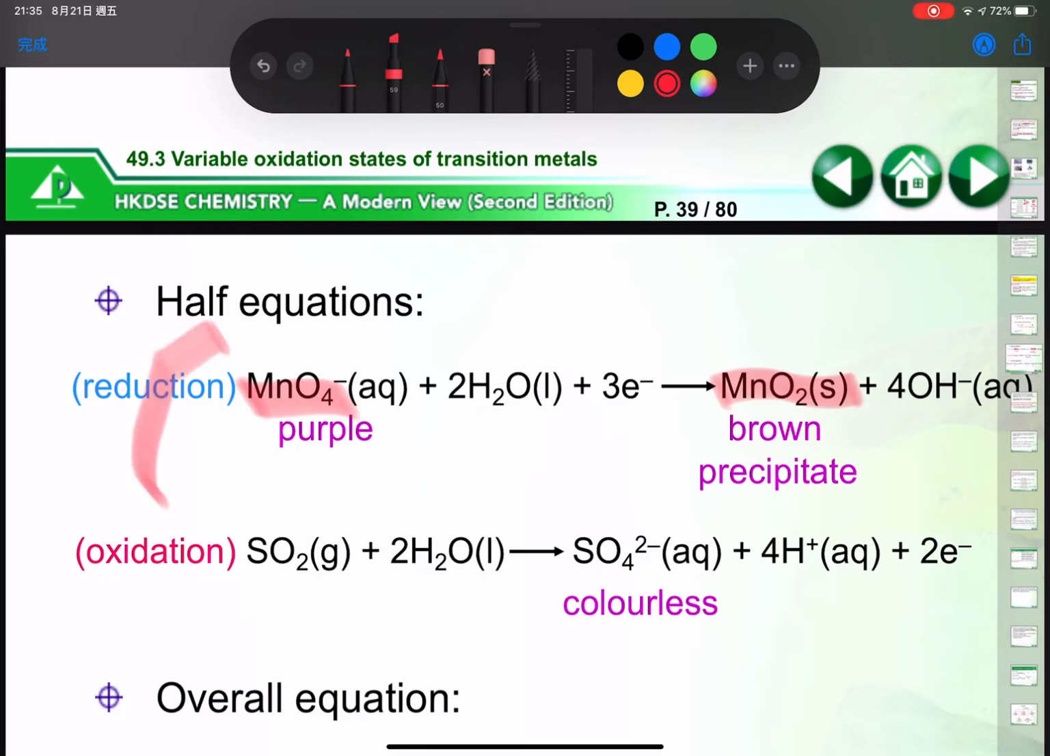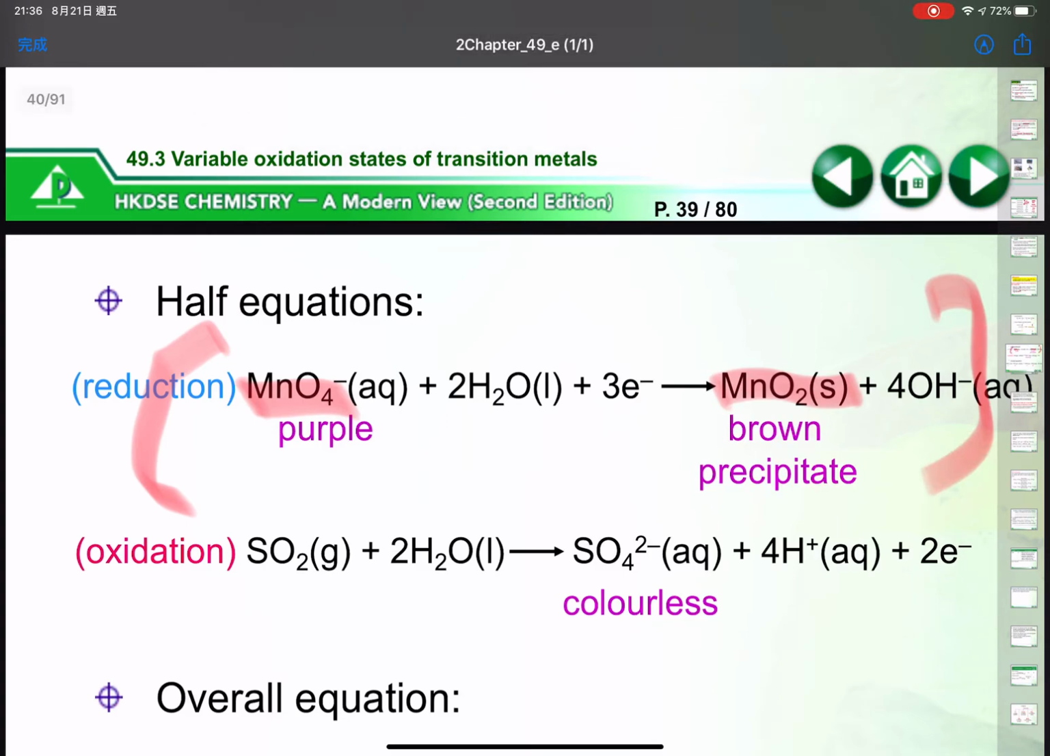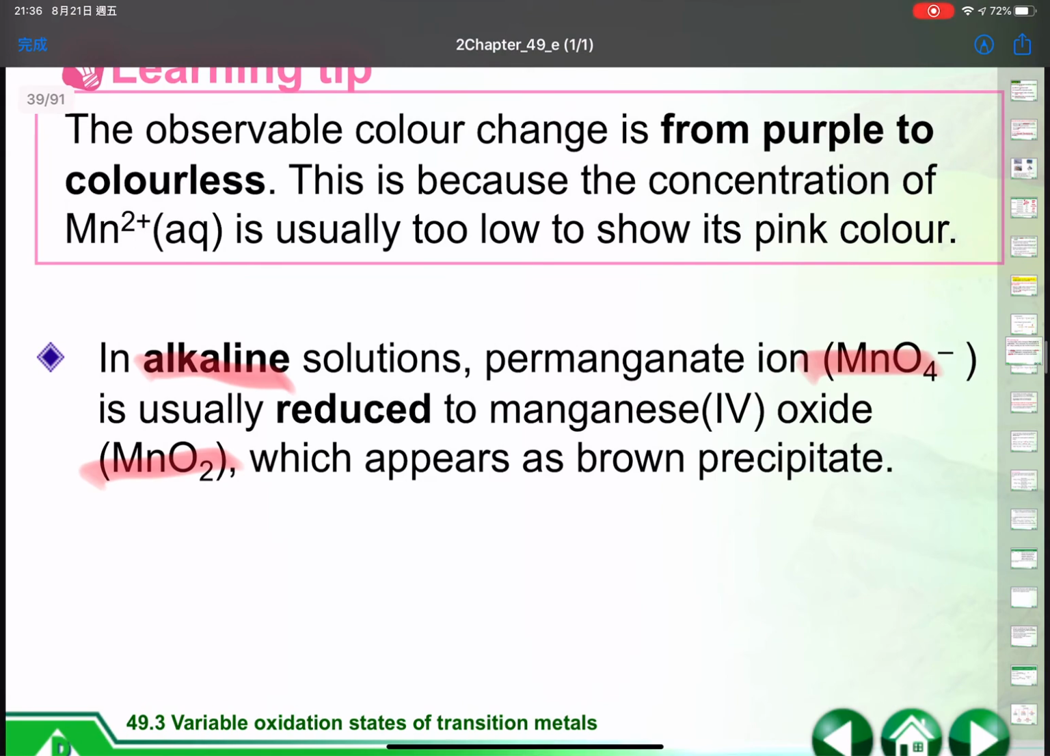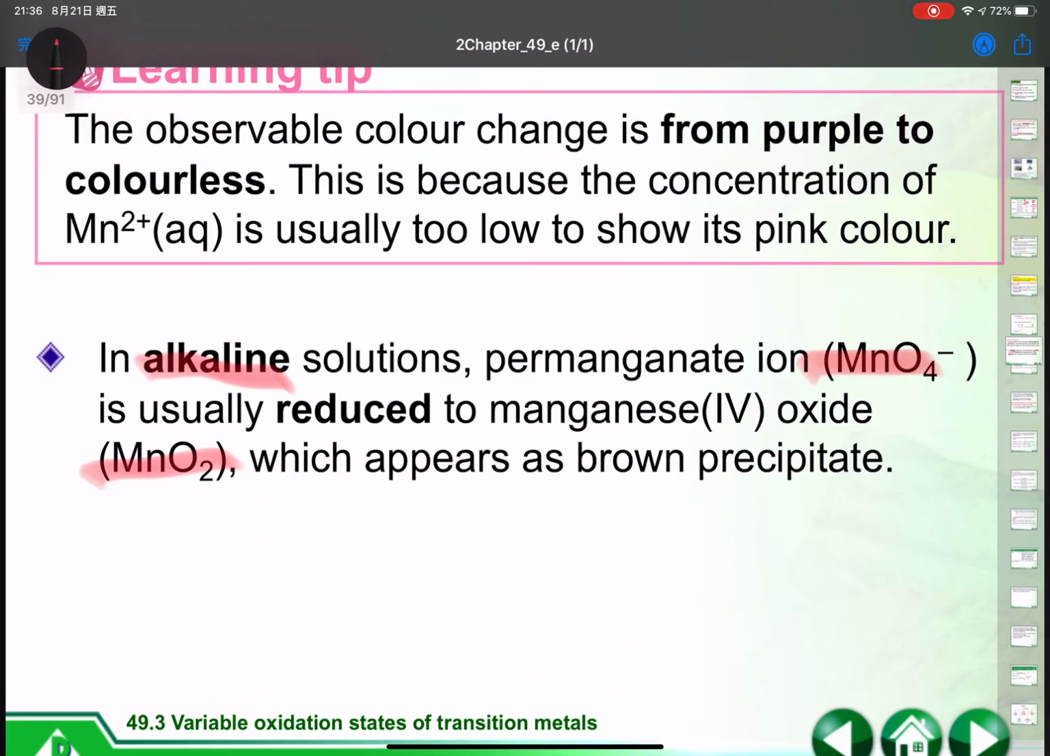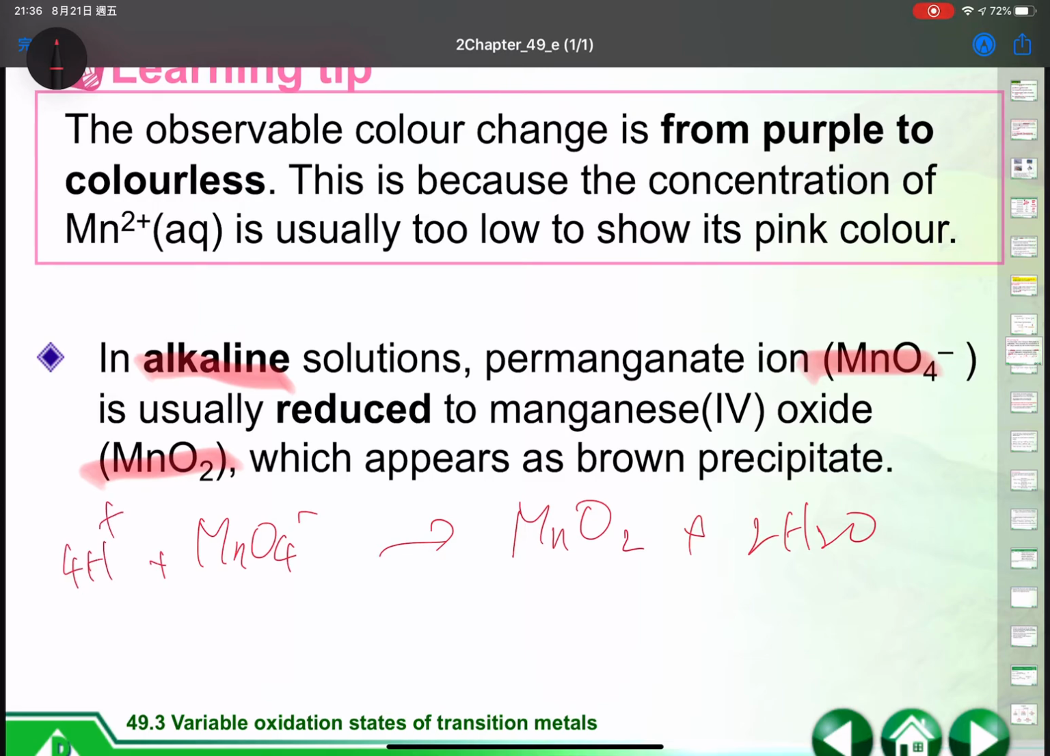How do we make this equation in an alkali environment? We learned already, but I'll do it here again. How to write the half equation? Firstly, we need to memorize that in alkali environment, permanganate will change to MnO2. And then we balance the water: 2 waters, oxygen 4, and then here will be 4H+. As I mentioned, in this case this is 4 plus, this is 3 minus.